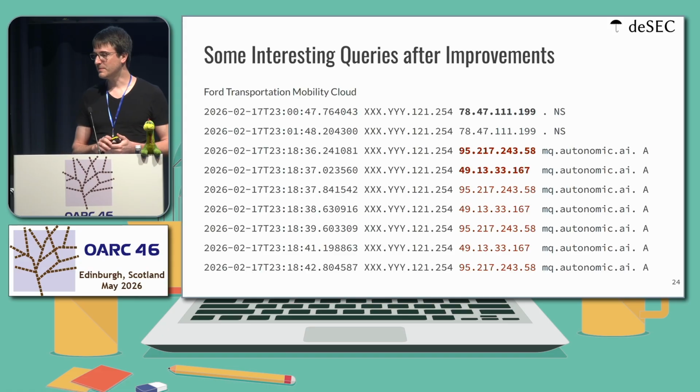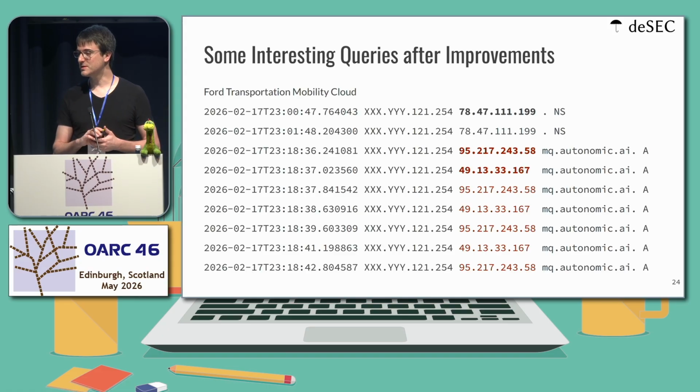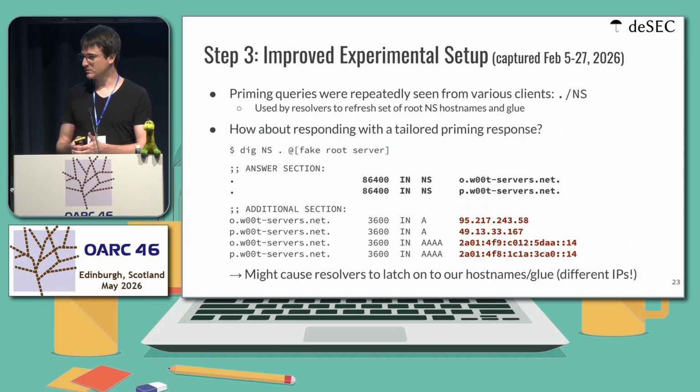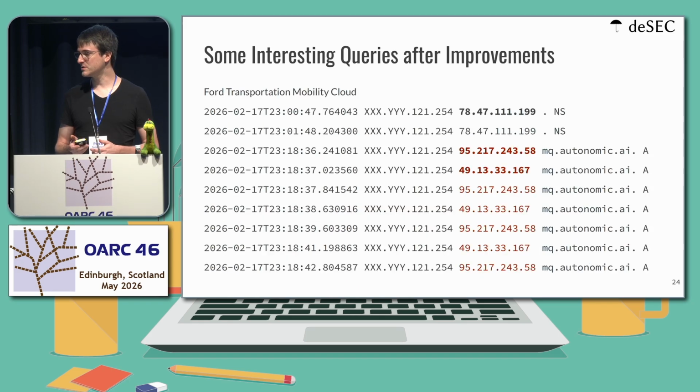So what we found here is that there are again cars involved, but this time it's in the US: the Ford Transportation Mobility Cloud. The IP addresses at the top are the ones you get when you query through the single letter.bitflip thing, and a priming query was done. After that there were A queries to the 2 IP addresses delivered here for the fake priming response for the autonomic.ai thing, which is some transportation car platform. And so then that resolver apparently latched onto this infrastructure.